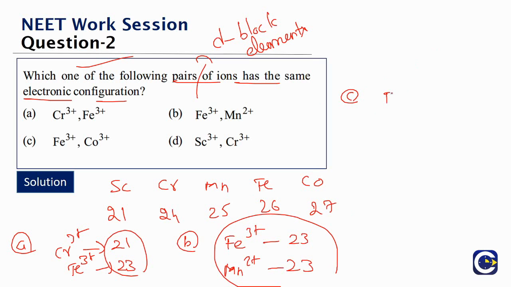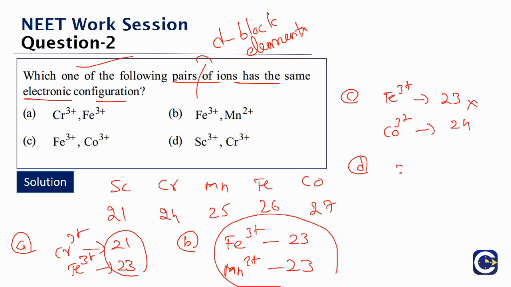Option C is what? Fe3 plus. Again, what is the number of electrons in Fe3 plus? It will be 23. Why? Because 26 minus 3. Okay. Then cobalt 3 plus. Cobalt has 27 electrons, right? From that we remove 3 electrons, so it will become 24. So here also it is not an equal number of electrons.